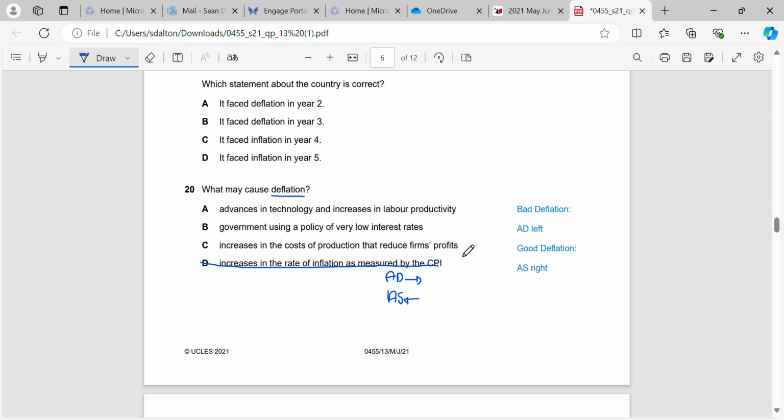Increases in the cost of production, again, that would cause cost push inflation. AS would move to the left. We'd be producing less as our cost of production increases happen.